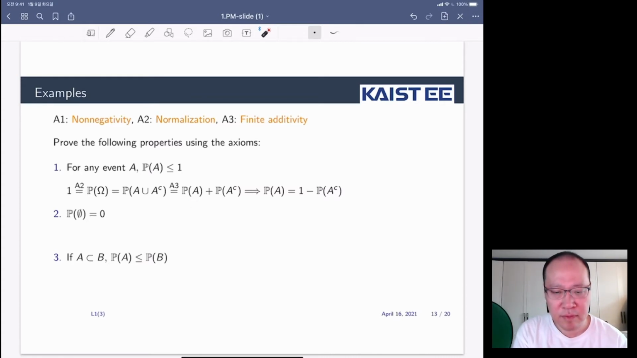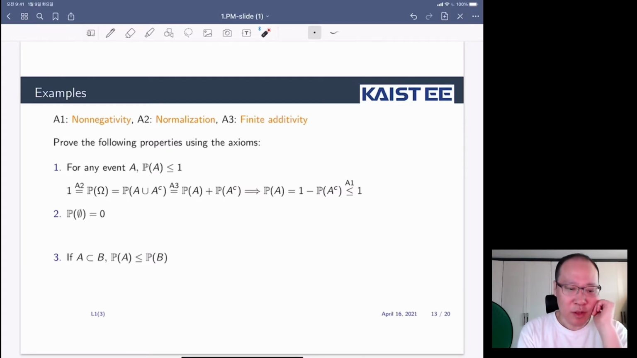Good. And the next step is that from axiom 1, the probability of any event should be non-negative. And that's why this probability of A should be less than or equal to 1. So again, the probability of A being less than or equal to 1 looks too natural, but that's something we need to prove using the three axioms.